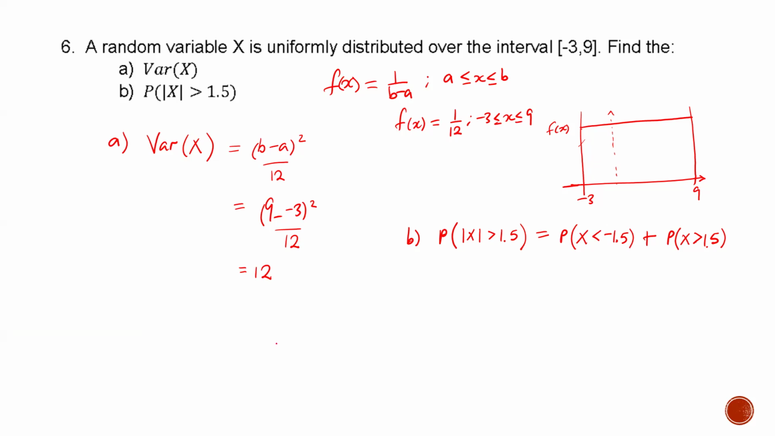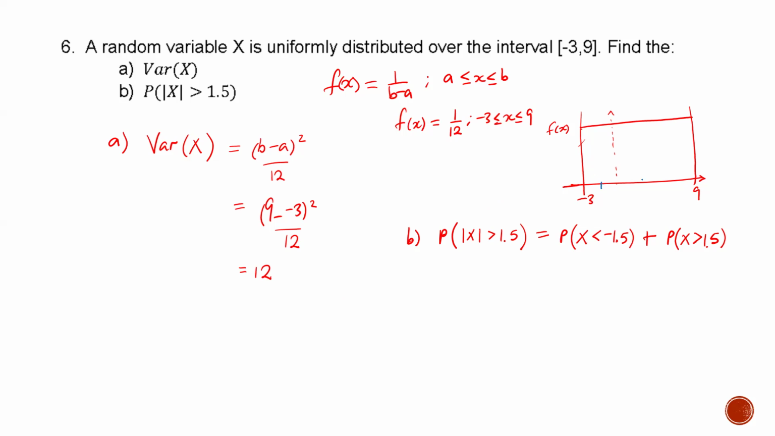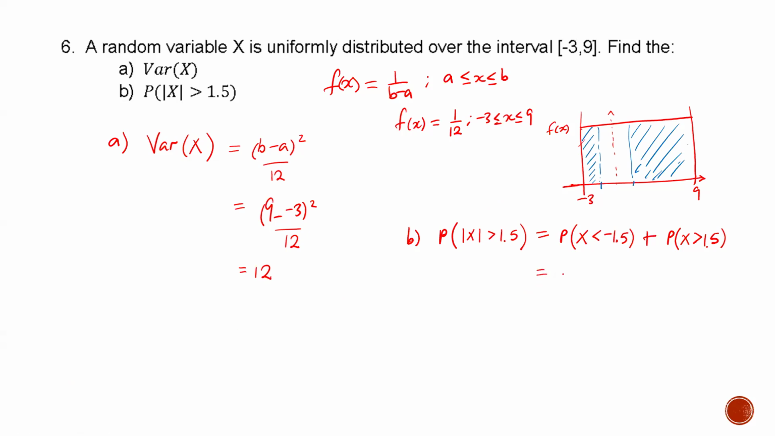Now, if I'm to use this graph that I've drawn, -1.5 is somewhere there, +1.5 will be somewhere there. So what I'm in fact looking for is the probability of this plus the probability of that. So you could actually write this as the probability of -3 less than x less than -1.5 plus the probability of 1.5 less than x less than 9.